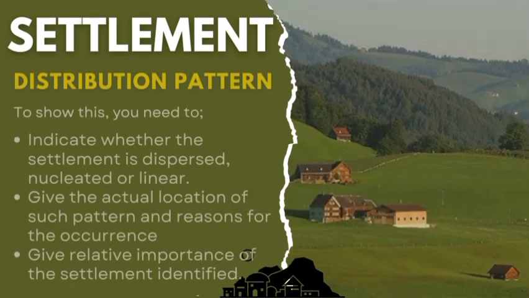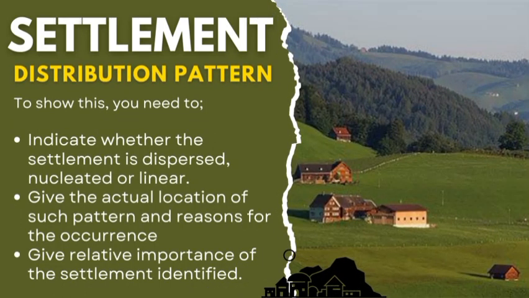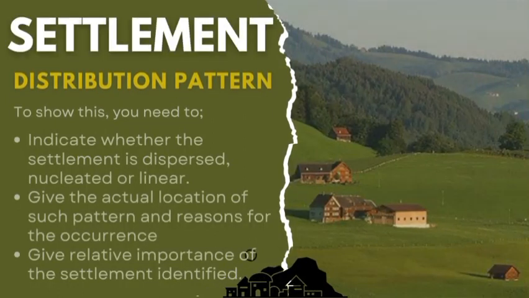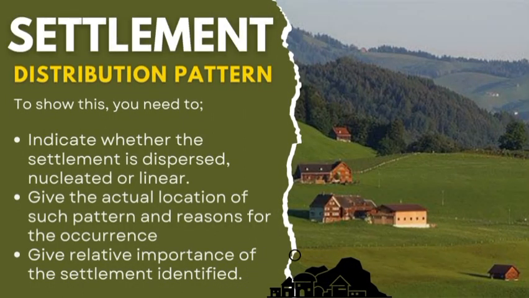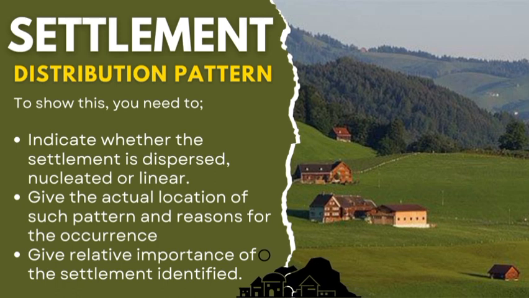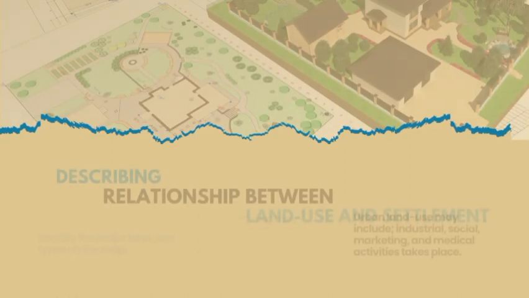Now, talking about settlement pattern distribution on the map. To describe this, we need to indicate whether the settlement pattern is either dispersed or nucleated. Also, in description, we need to give a definite location of the pattern and the reason why the pattern occurred in such a place on the map, and also to give importance and the identification of settlement that we have.